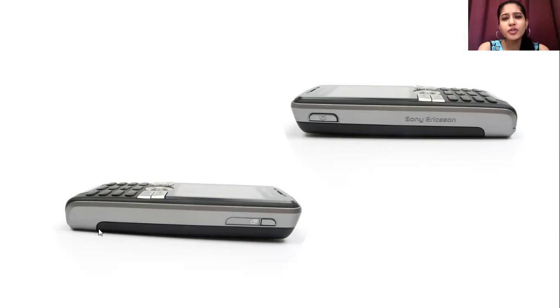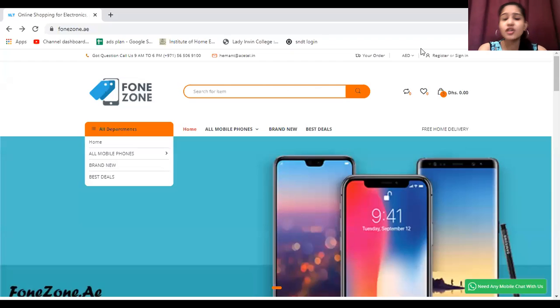Now let us talk about the pricing of this variant. Talking about the pricing, SitephoneZone.ae plays a very important role because it offers you the best pricing, the best reasonable rates out there.